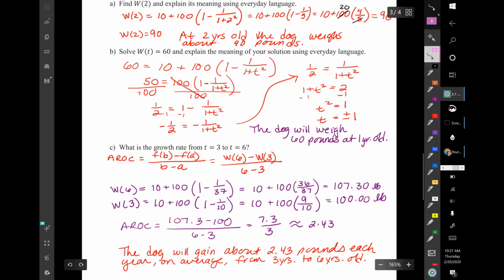And then I interpret that in a sentence. The dog will gain about 2.43 pounds each year on average, that's important, from ages 3 years to 6 years old.